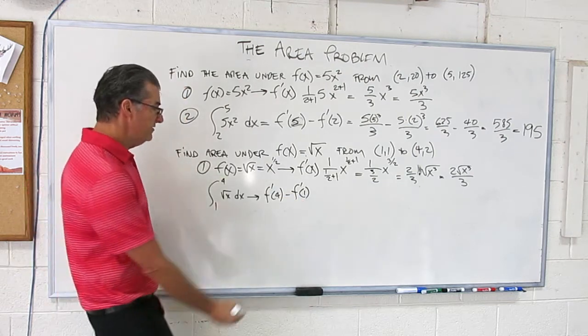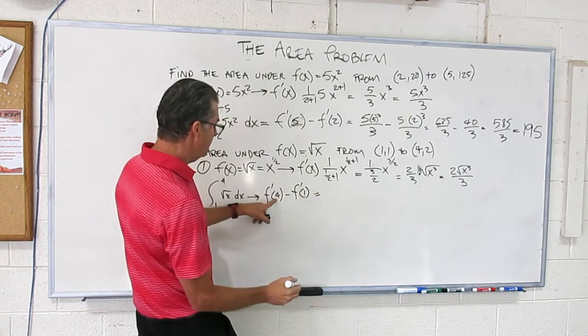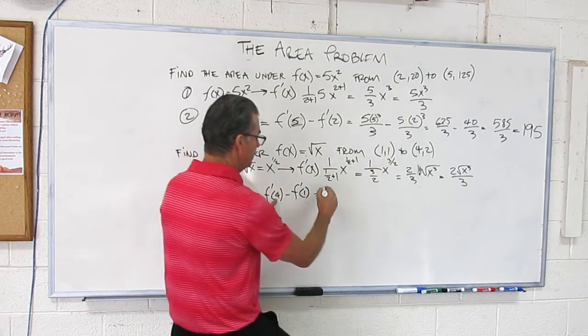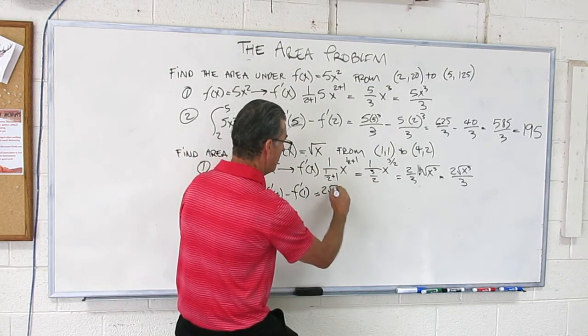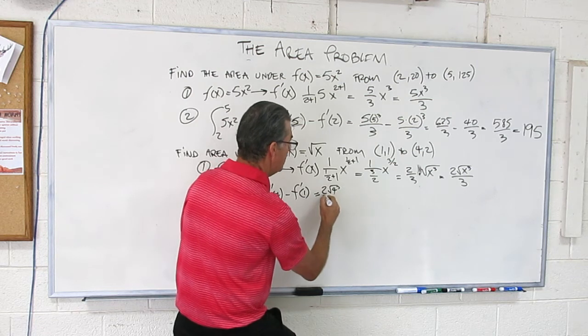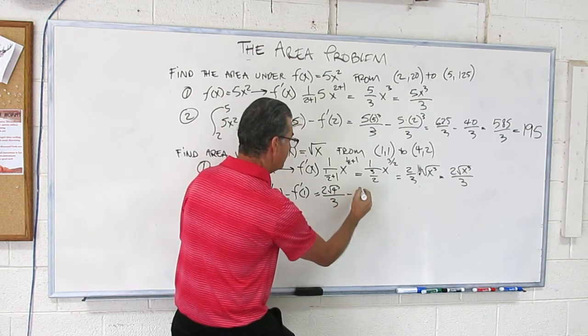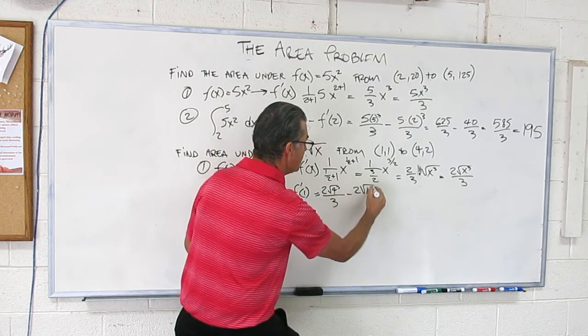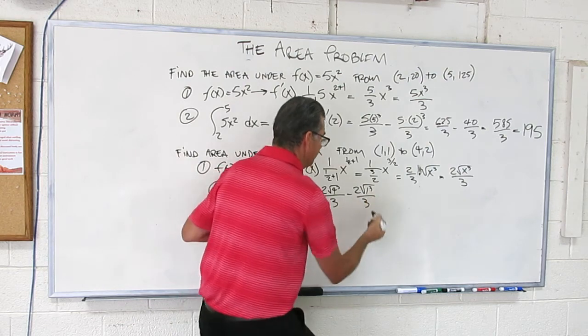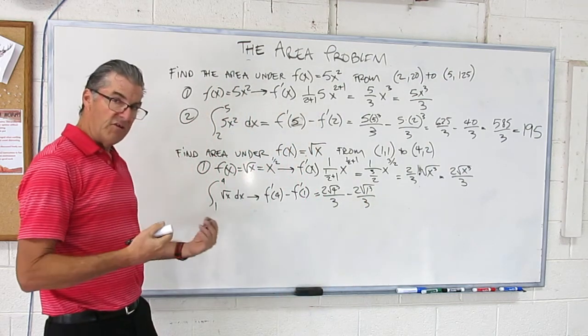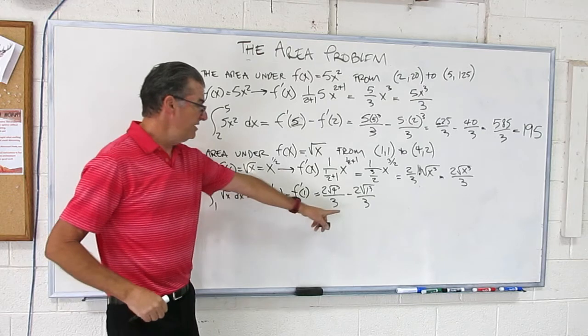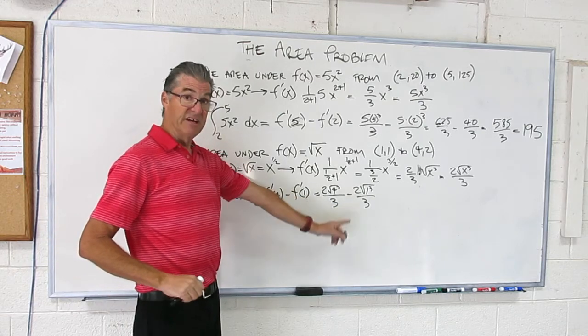Now we're going to do our plug-in step. We're going to plug in 4 in my function. So it's going to be 2 times root 4 to the third over 3 minus 2 times root 1 to the third over 3. Now if you followed along with me, pause the video and see if you can analyze that to get it all done.